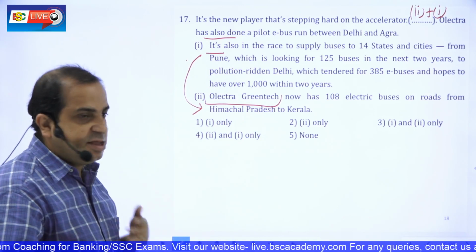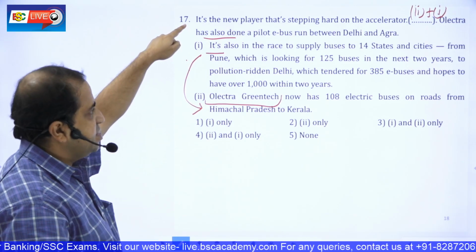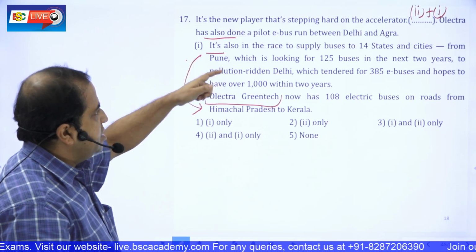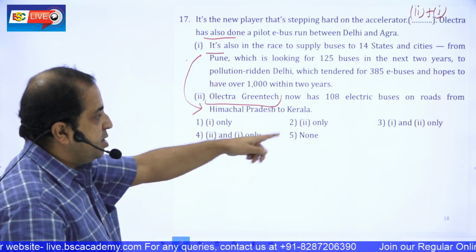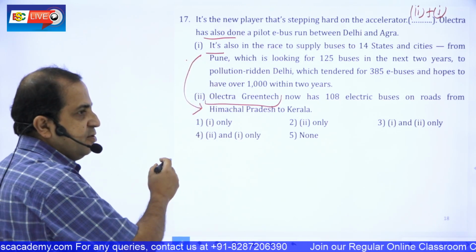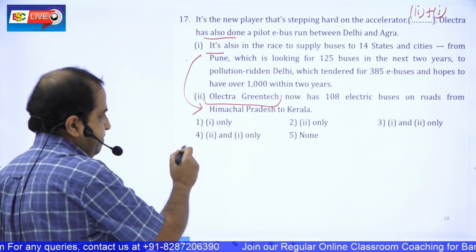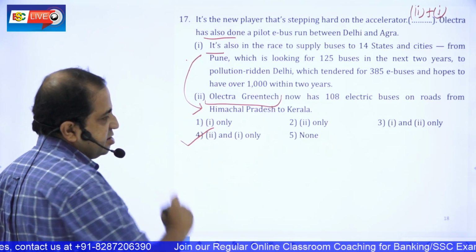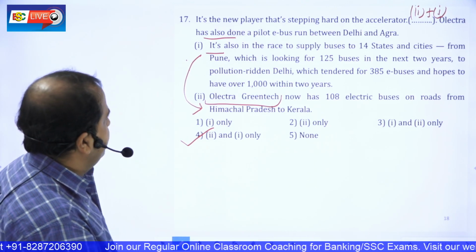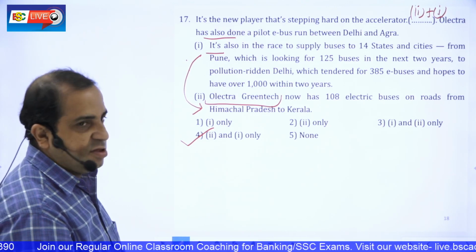तो इस तरह से 3 sentences से पहले sentence को explain किया गया. So here it becomes 2 and 1. It cannot be 1 and 2. It has to be 2 and 1. So 17 का आंसर क्या होगा? 4. Let us move on to the next question.